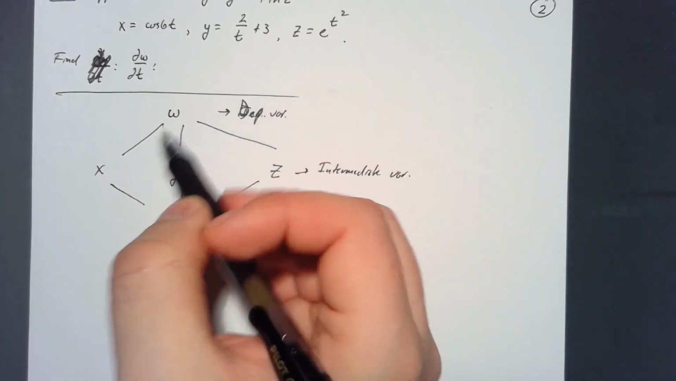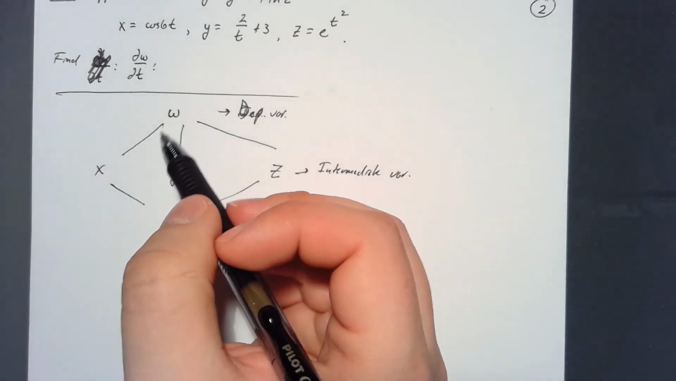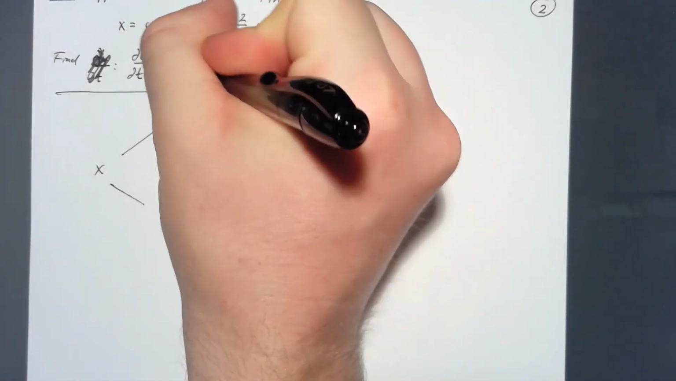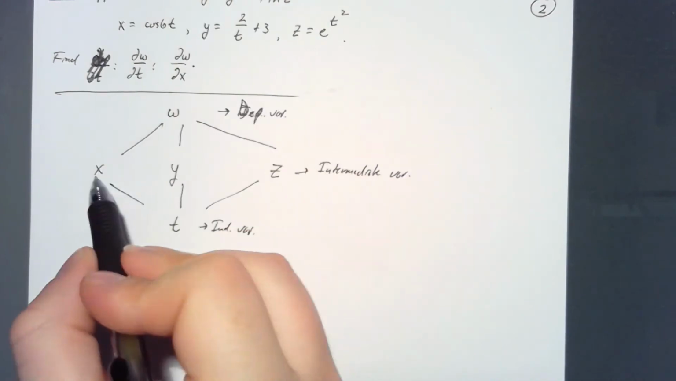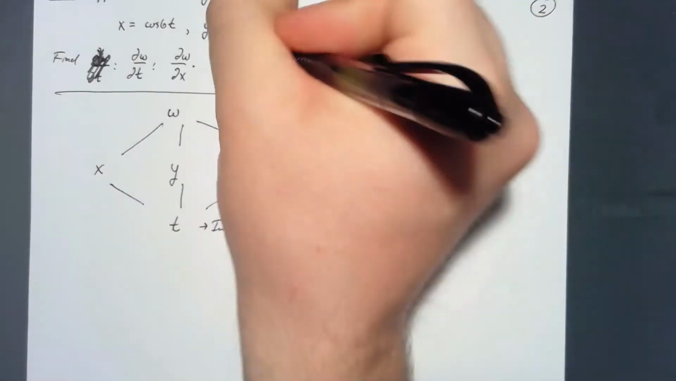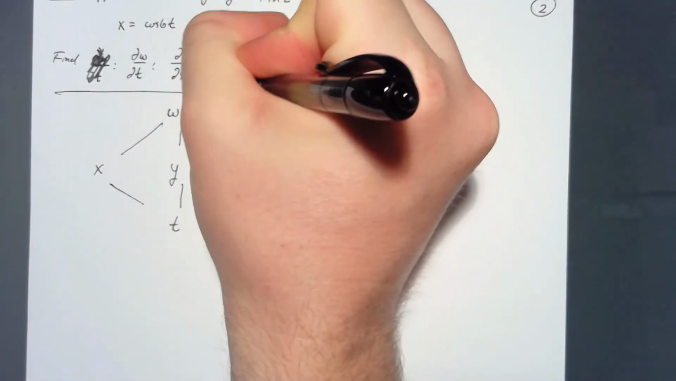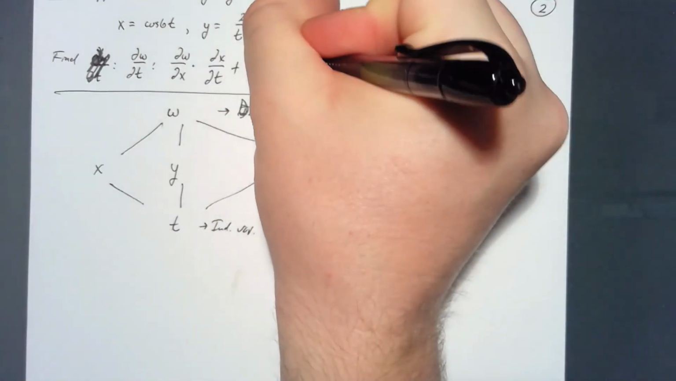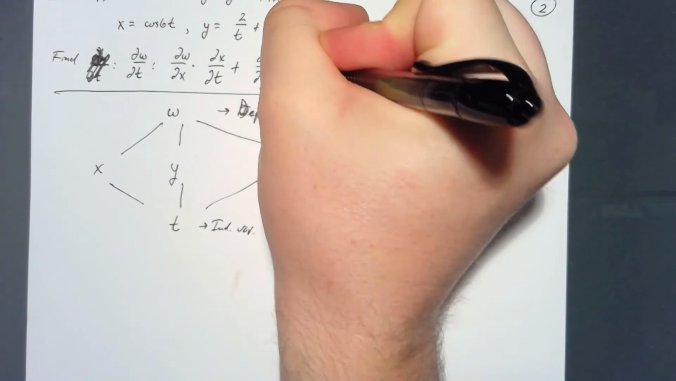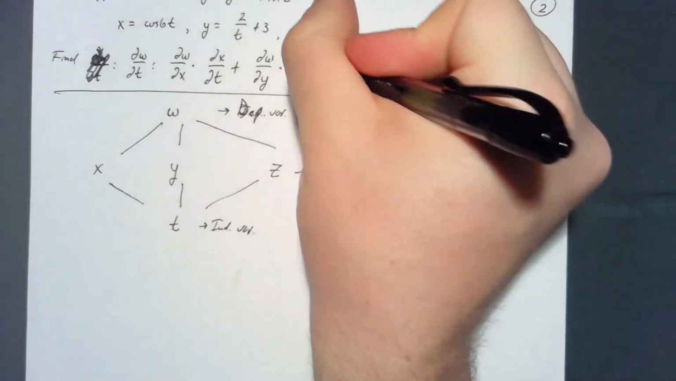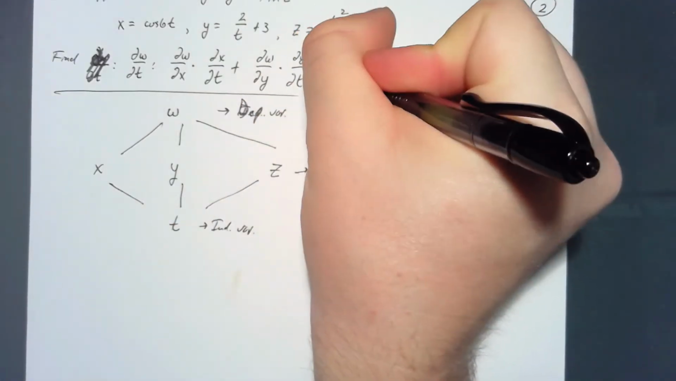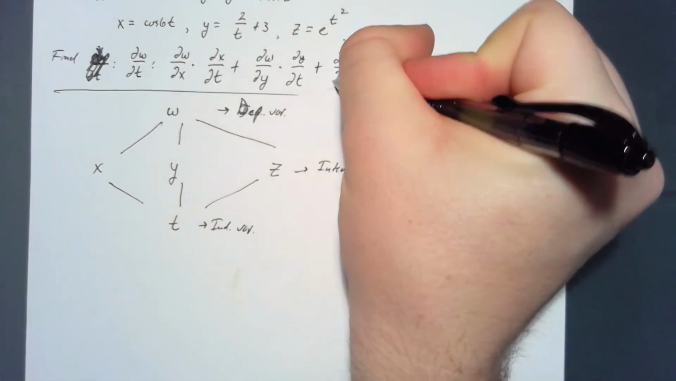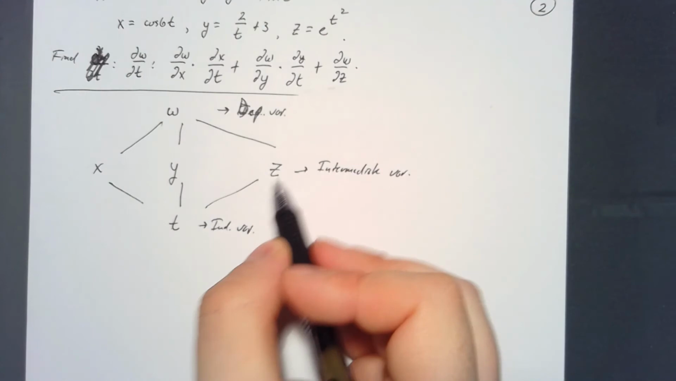So just follow the whole diagram to t for each branch. This is partial of w with respect to x times partial of x with respect to t, plus partial of w with respect to y times partial of y with respect to t, plus the partial of w with respect to z times the partial of z with respect to t.